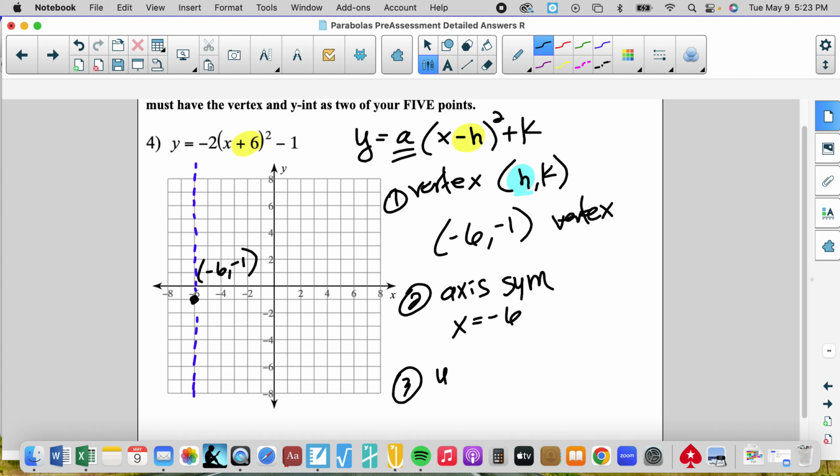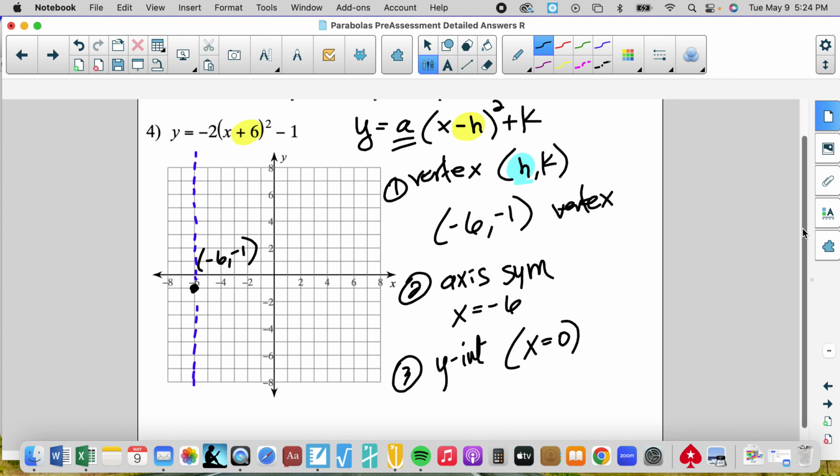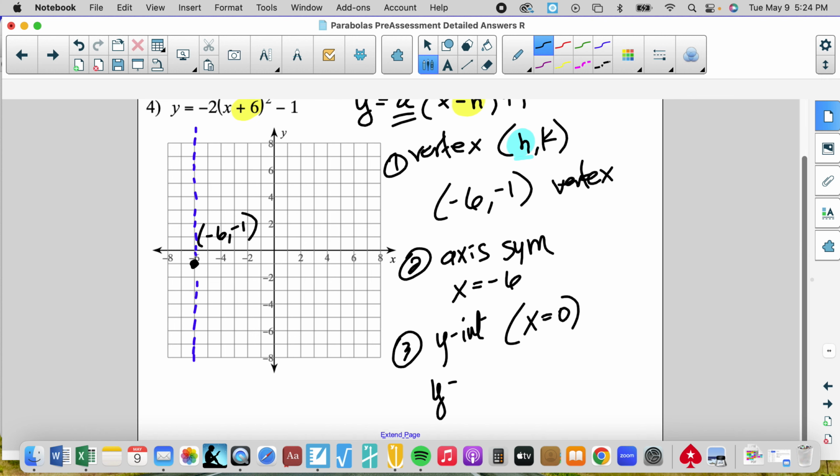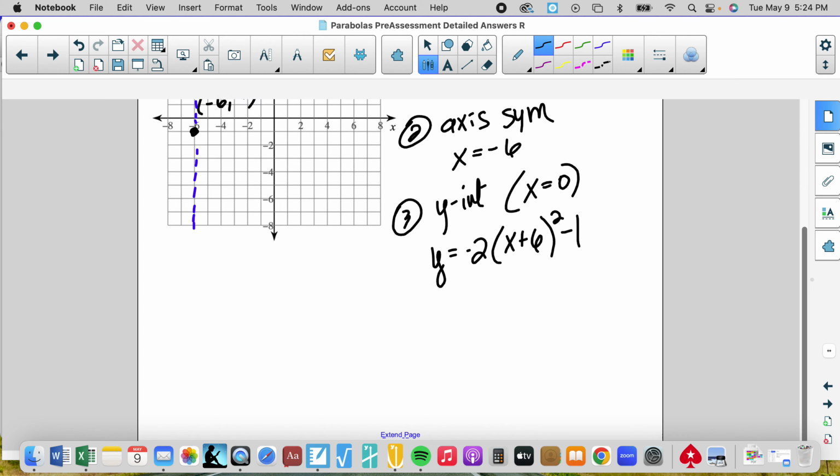Now we're going to find the y-intercept. The y-intercept, there is no c, there is no shortcut here. We have to utilize that we know that the y-intercept, my x value, is going to be 0. So we're going to plug it into this equation. We're going to plug in 0 for x. We get -2 times 0 plus 6 quantity squared minus 1. -2 times 6 squared minus 1.